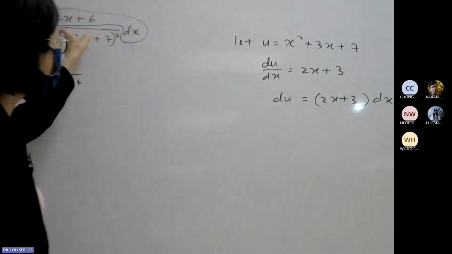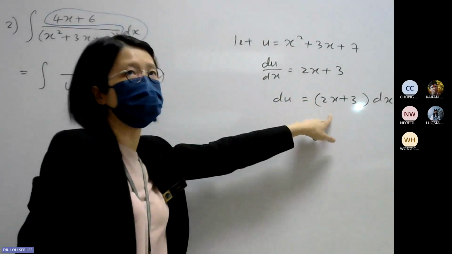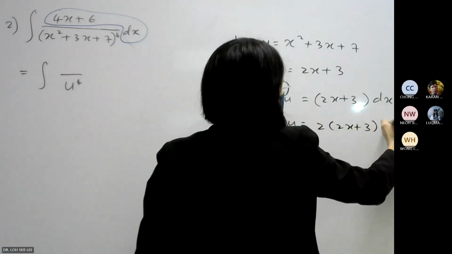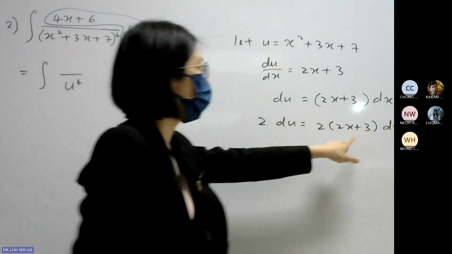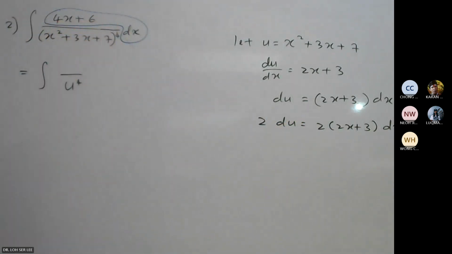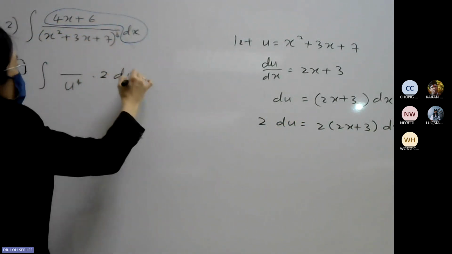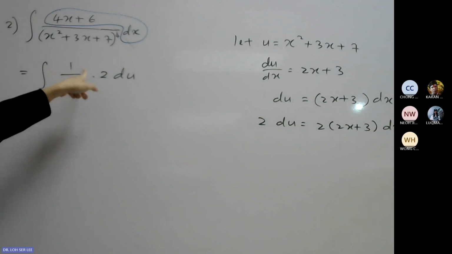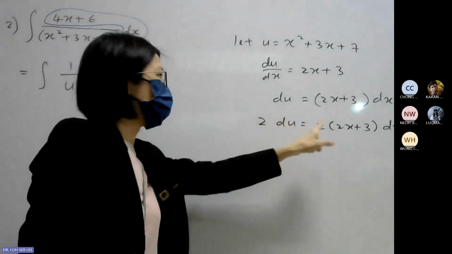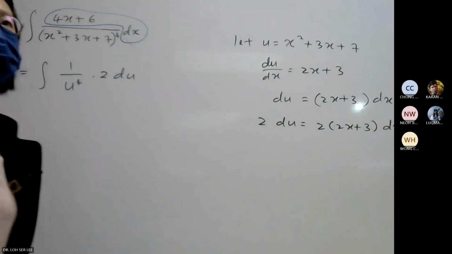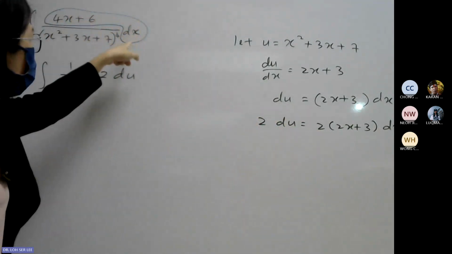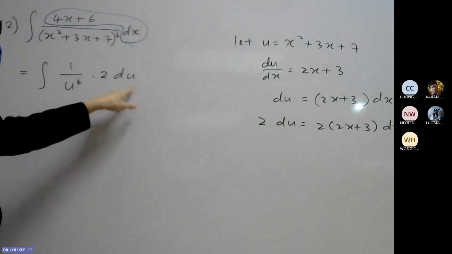So either you factorize here or you multiply a 2 here. When you multiply, you have to multiply both sides. Then we have 4x plus 6 here, so this will be 2 du. Either you factorize from here and get a 2, or you multiply 2 on both sides. When you see this is the same as this one, then this will be replaced by 2 du.